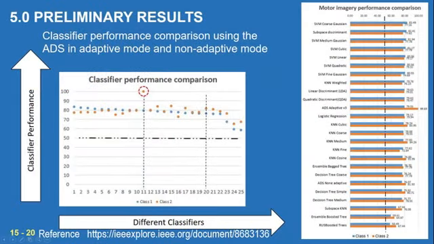The preliminary results show comparable performance of the non-adaptive decision surface classifier with other classifiers. However, the adaptive decision surface classifier showed an increase in performance.